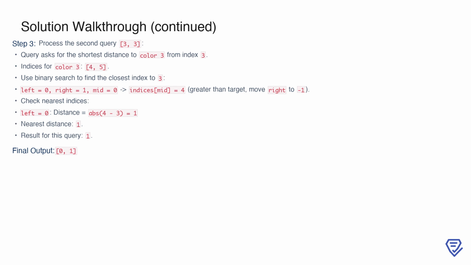At this point, we check the nearest indices. The left pointer is at 0, so the distance to indices[0] equals 4 is abs(4 - 3) equals 1. This gives us the shortest distance of 1. Thus, the result for this query is 1. Combining both queries, the final output becomes [0, 1].